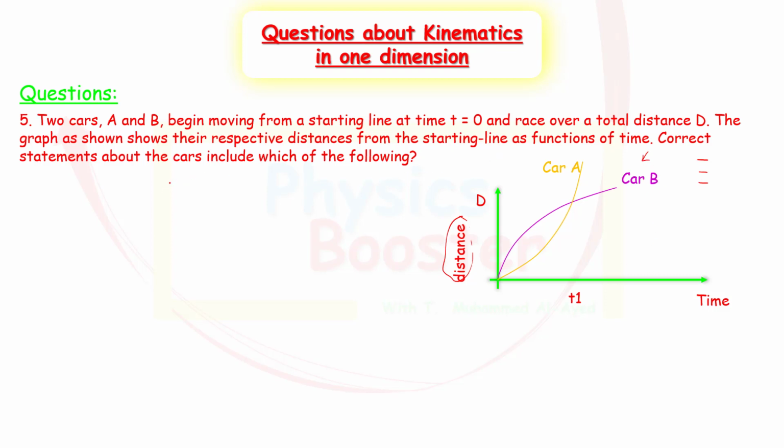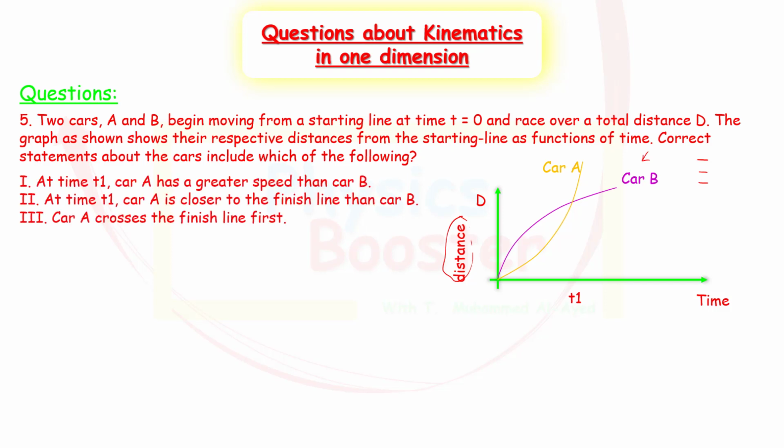Now, which of these statements are correct? We have statement 1, statement 2, statement 3. Our choices say 1 only, 2 only, 1 and 3 only, 2 and 3 only. Okay, so let's read 1.